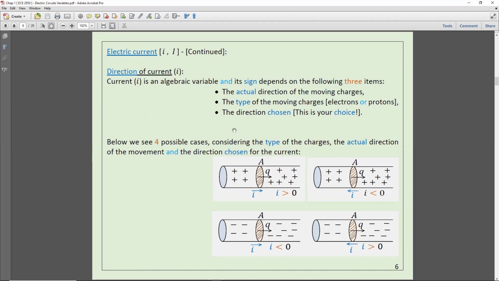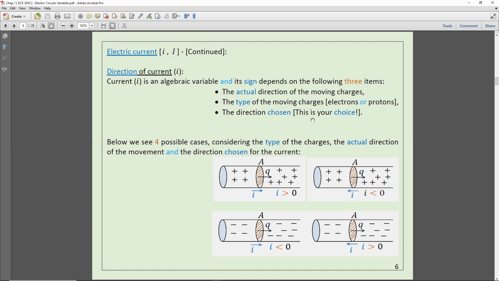Anyway, for current, I is a variable. It has a sign, and this sign depends on 3 things, as you will see right now in this example. Number 1, the actual direction of moving charges. Number 2, the type of the moving charges, whether electrons or protons. Number 3, the direction chosen. This is your choice. So I can assume the current is moving this way.